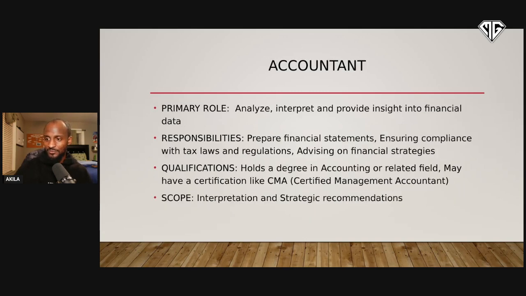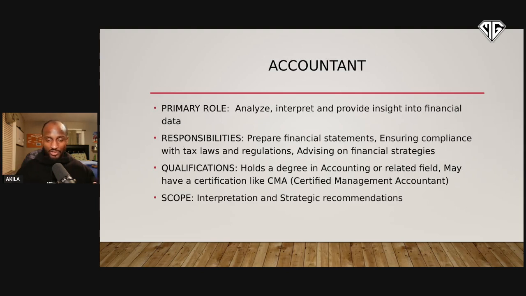Now, an accountant. Bear with me, guys. I am no expert. I am just giving you basic level surface information here. Again, I am not an accountant whatsoever. I know nothing about taxes. I can give you basic information on taxes, but I can't tell you a whole lot. I'm not advising, not consulting, none of that. I don't do any of that.